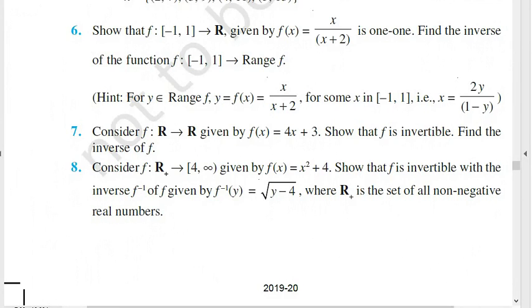Okay, now in question number 7, we have f a function from R to R given by f(x) = 4x + 3. We have to show that it is invertible, and find the inverse of f. If we want to show some function is invertible, what should be our concept? We know that f is invertible if it is bijective. If I can show that f is bijective, then we have shown that f is invertible, and from the proof of the onto part we can find the inverse of f also. So how to do that?